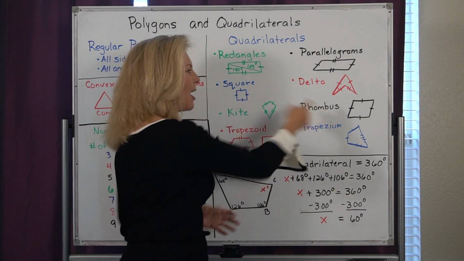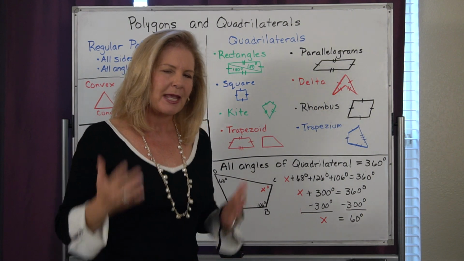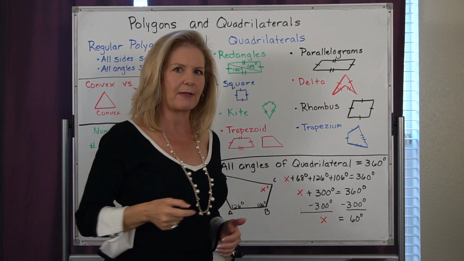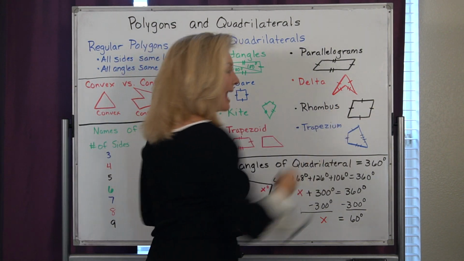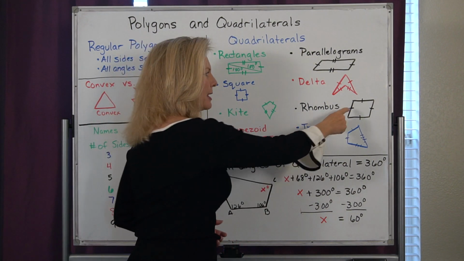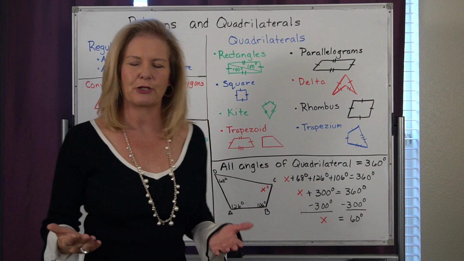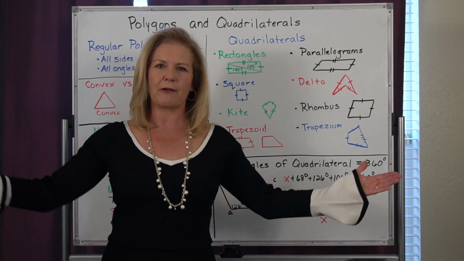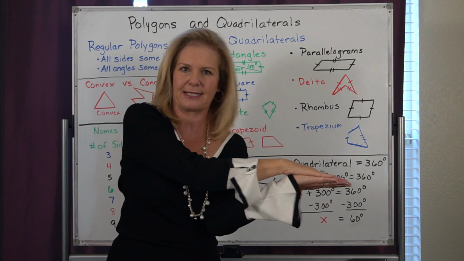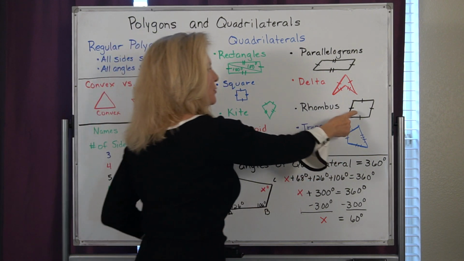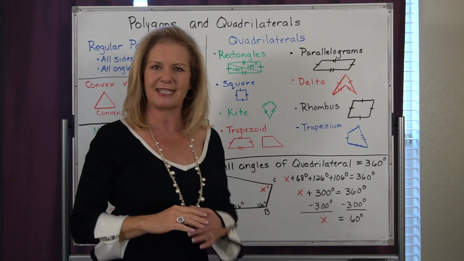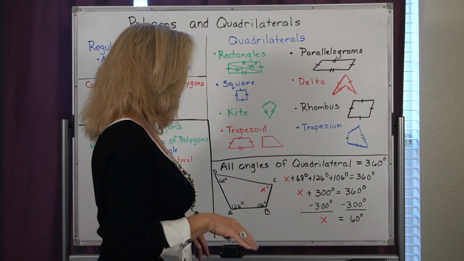The rhombus looks almost identical to the square, and it is very much the same relationship as the rectangle and the parallelogram, in that all four sides have to be the same measure, but the square is symmetrical and the rhombus is not symmetrical. And symmetrical means that you can fold one part over on the other side and it exactly fits on top of itself. This could never fit on top of itself. This would never fit on top of itself. That's what we're meaning by symmetrical.